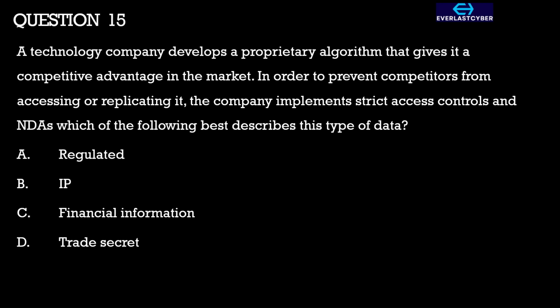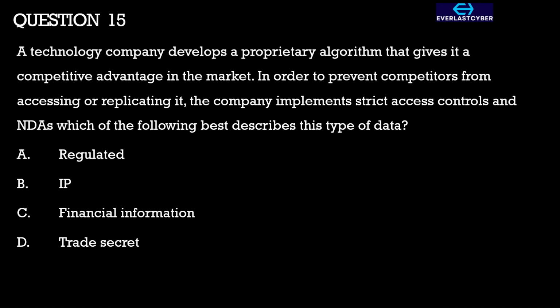Question 15. A technology company develops a proprietary algorithm that gives it a competitive advantage in the market. In order to prevent competitors from accessing or replicating it, the company implements strict access controls and NDAs. Which of the following best describes this type of data? A. Regulated. B. IP. C. Financial information. D. Trade secrets.